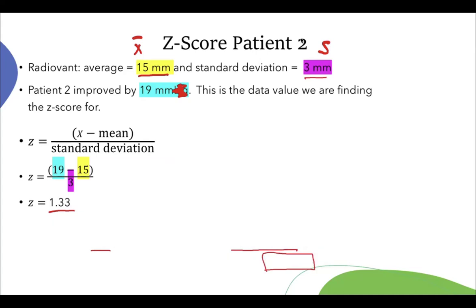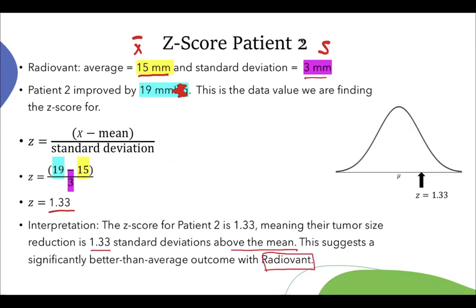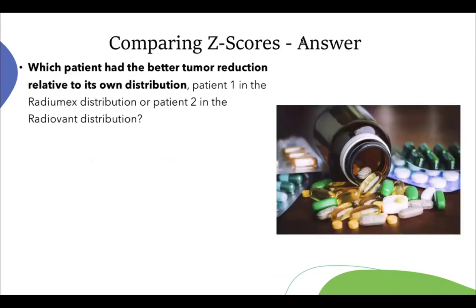Okay, so let's take a look now at the comparison between the two. One of those patients had an improvement that was 0.33 standard deviations above the mean, and the other one had an improvement that was 1.33 standard deviations above the mean. So which patient had the better tumor reduction relative to its own distribution? Patient 1 with Radiumex or patient 2 with Radiovant? Now remember, patient 1, 0.33, and patient 2, 1.33.